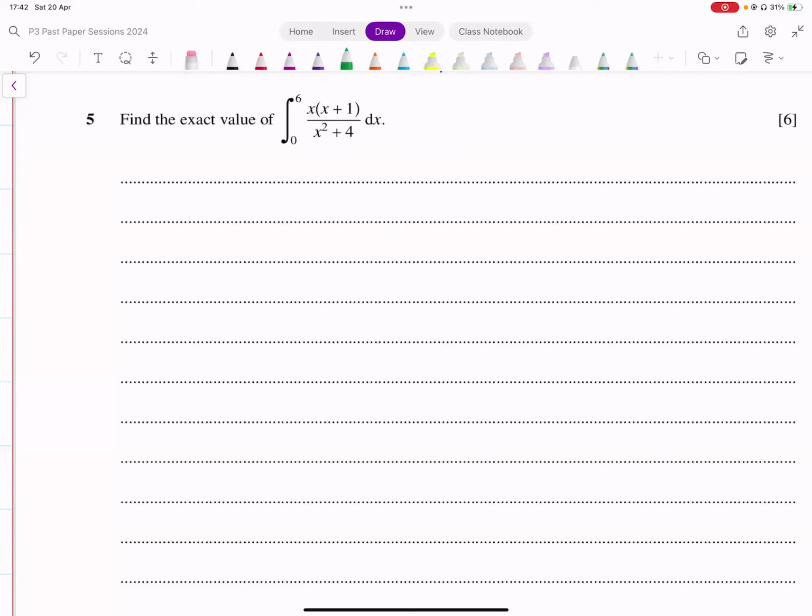Well, for tan inverse, you need a constant in the numerator. The denominator is tan inverse form, but in the numerator, you need a constant. You don't have a constant here, so that also does not work.